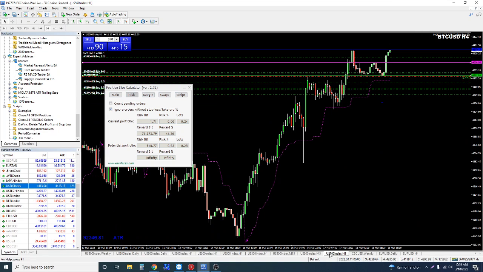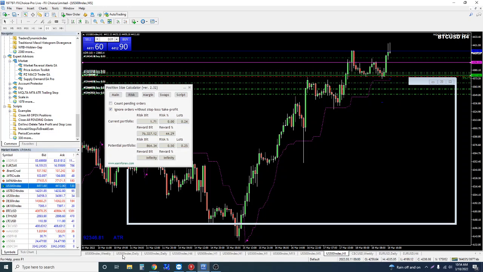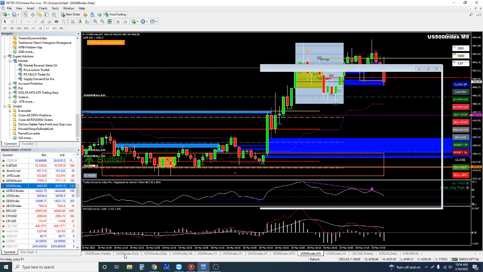The target is obviously, we got like 1.71 risk. I think it's because it's not accounting for the swap, and then reward of 76,311 bits, and that's roughly around like 1,600, I think. So what are we planning? We're gonna obviously have timing solutions as our guide.